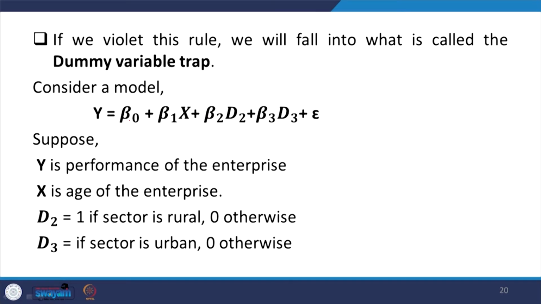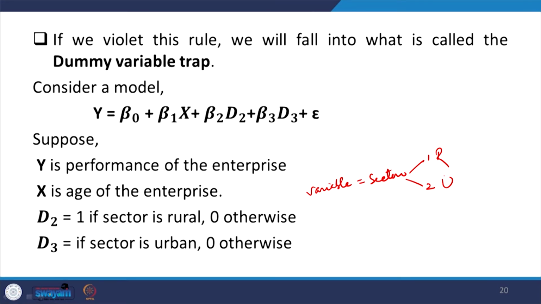How is it going to create a problem? Here our dependent variable is the performance of the enterprise, and x is our explanatory variable, the age of the enterprise, how old the enterprise is. Our dummy variables are like rural and urban sector. The variable here is sector, which is categorized into rural and urban.